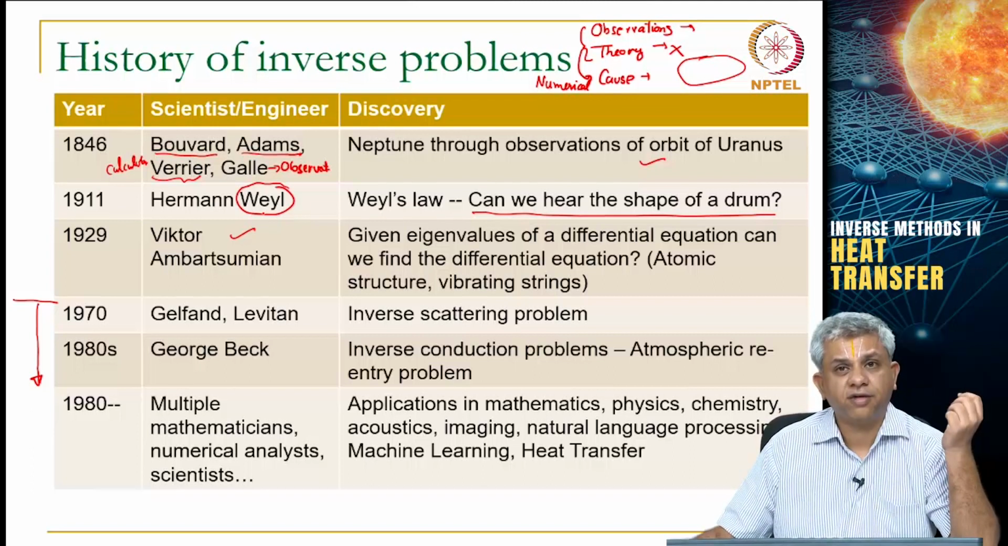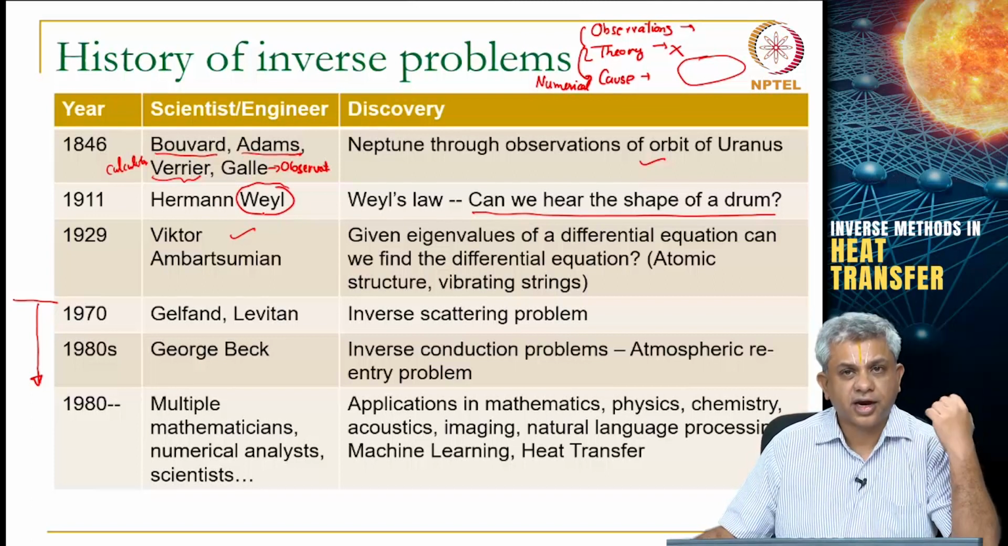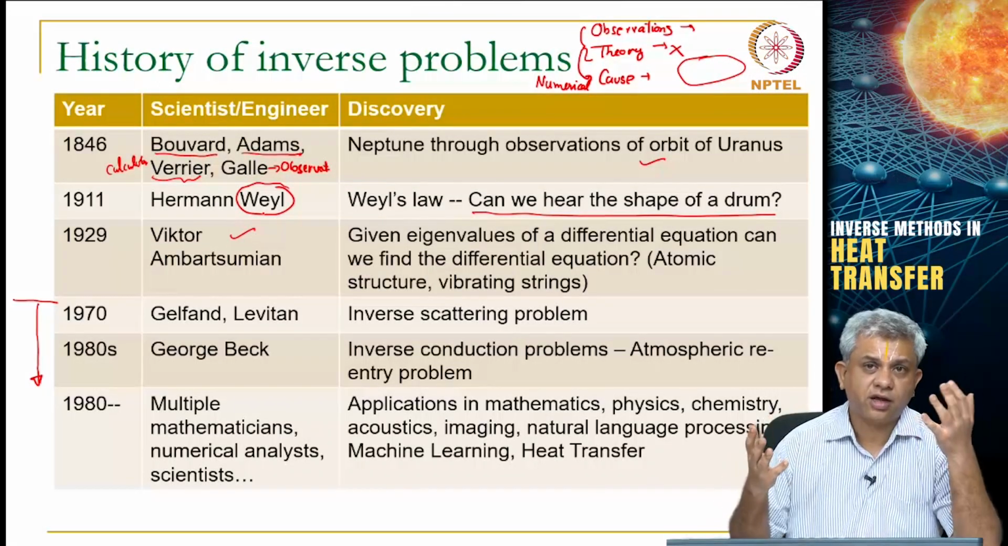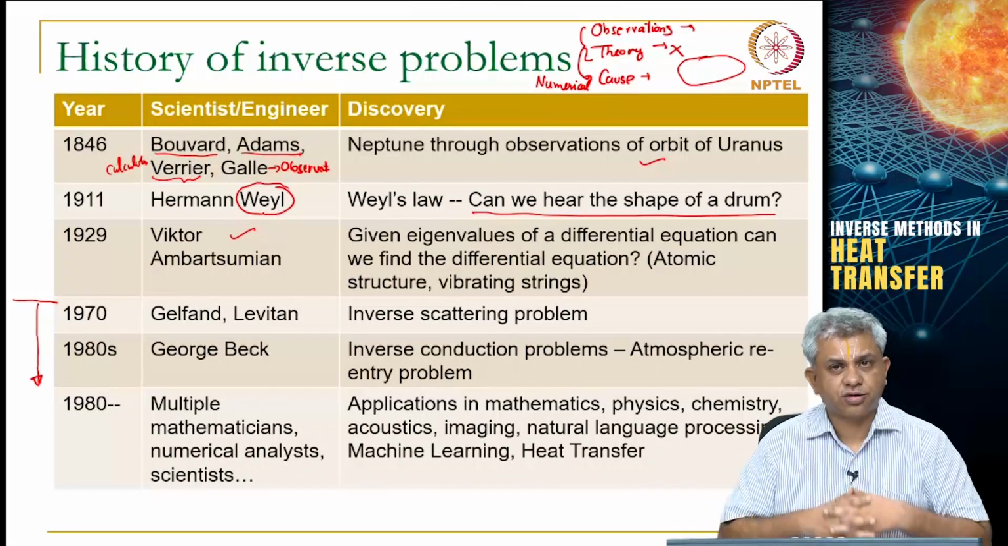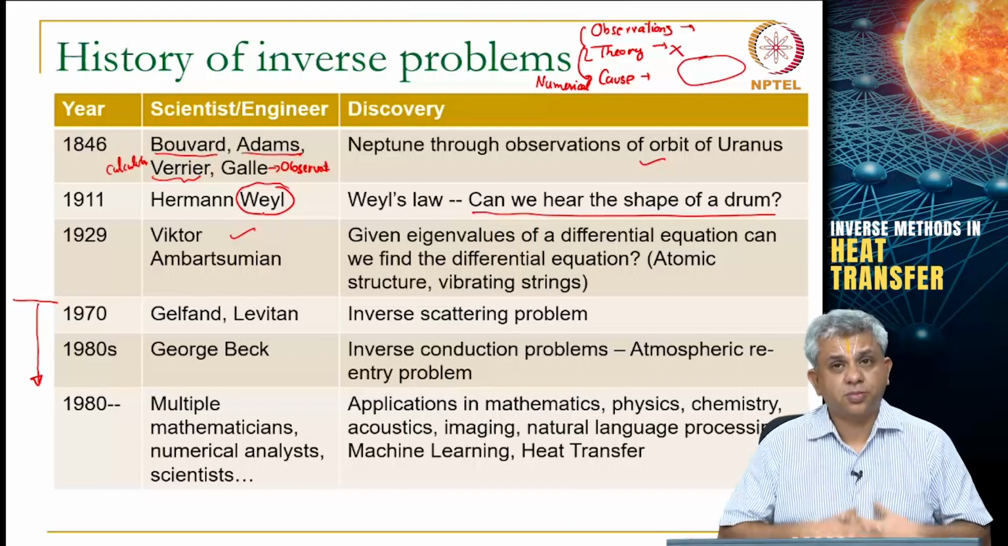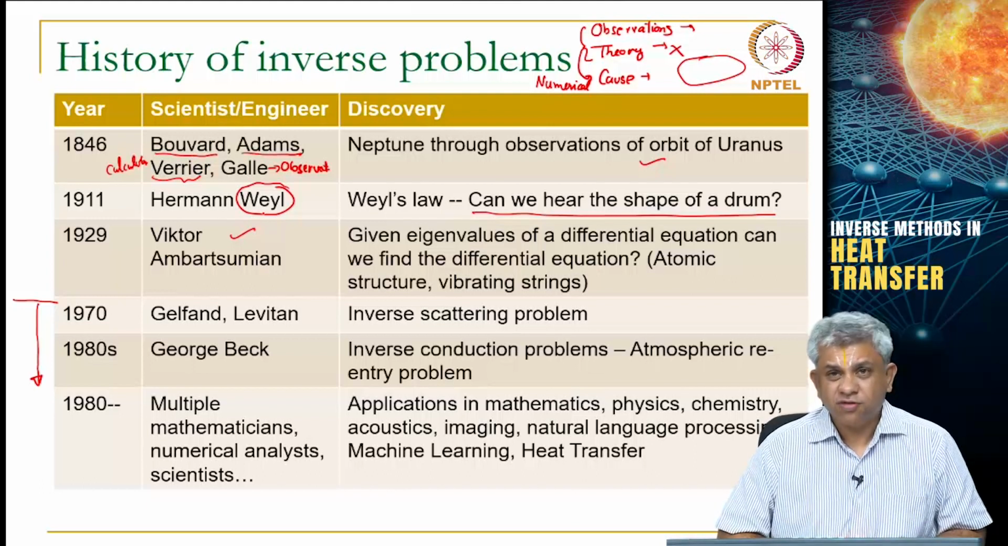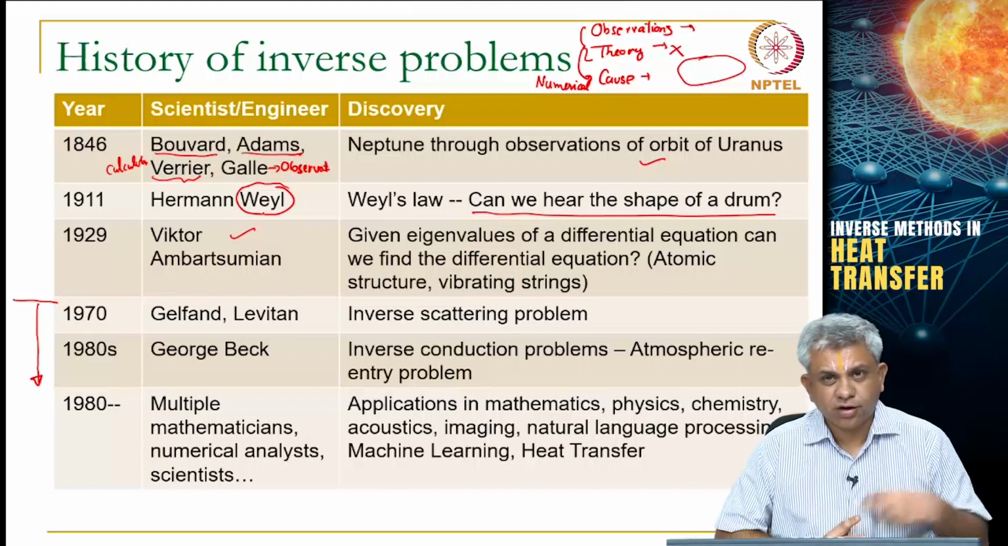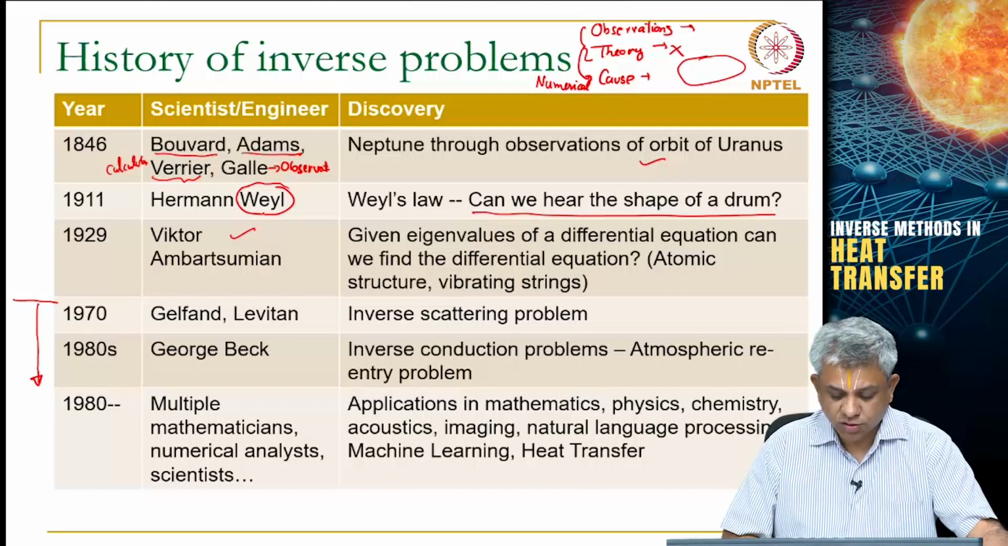So, Gelfand and Levitan, both Russian scientists, started solving the inverse scattering problem. Scattering is something that occurs for light, occurs in general with radiation, so it has a connection with heat transfer also. So, these people used a series of techniques. We will not be getting into those techniques, we are going to look at some simpler techniques within this course.